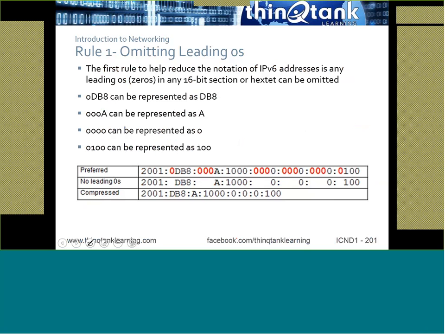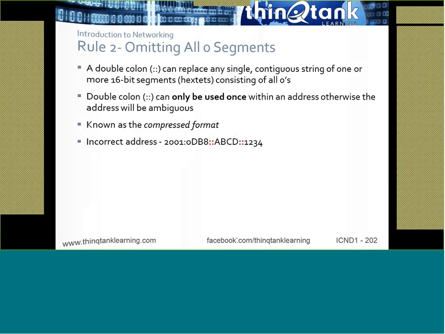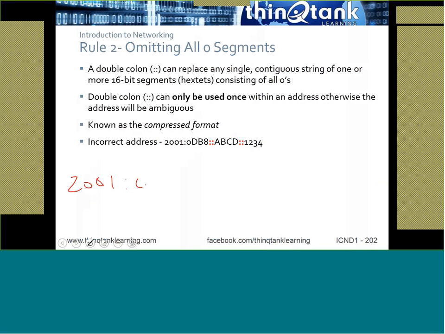That's the first rule. The second rule is any consecutive range of zeros can be written as a double colon. So let's say I have 2001:0000:0000:1000:0000:0000:0000:0001.